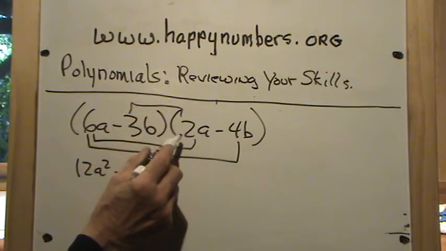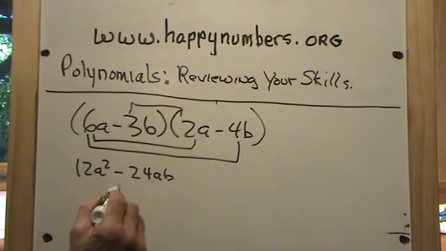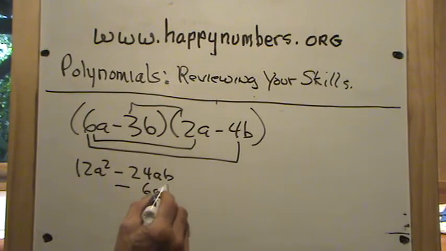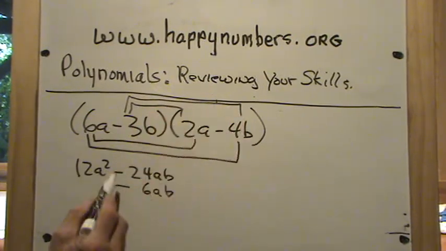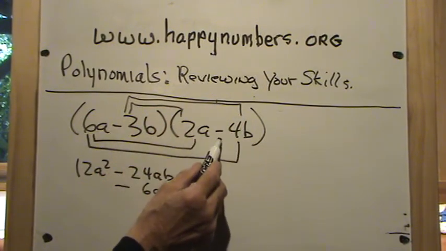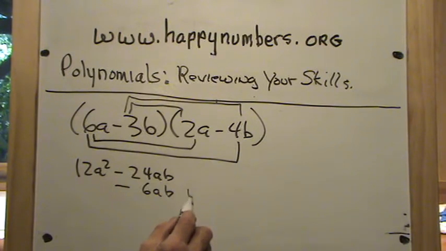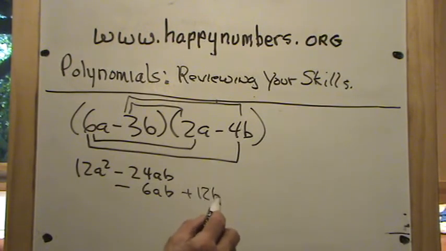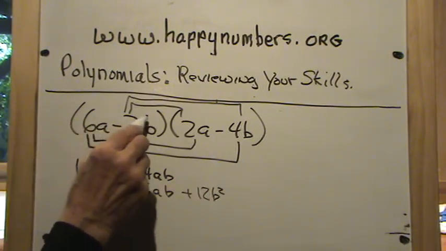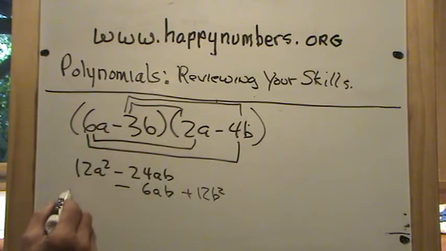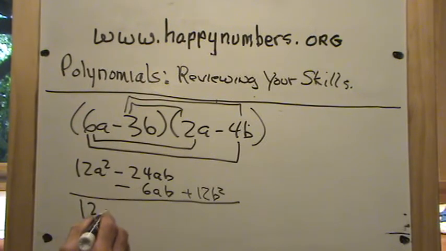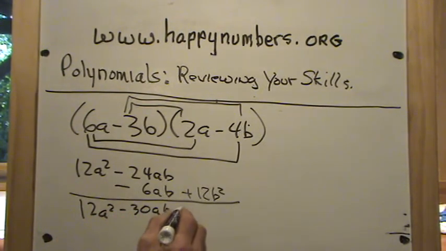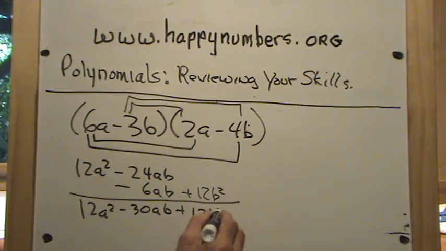Negative 3b times positive 2a, which would be a negative 6ab. And then I'm going to go last, which would be those two. Negative 3b times negative 4b, which would be positive 12b squared, since it's b to the first and b to the first. That would be squared. Okay, and now I'm going to combine terms. This would be 12a squared, negative 30ab plus 12b squared.